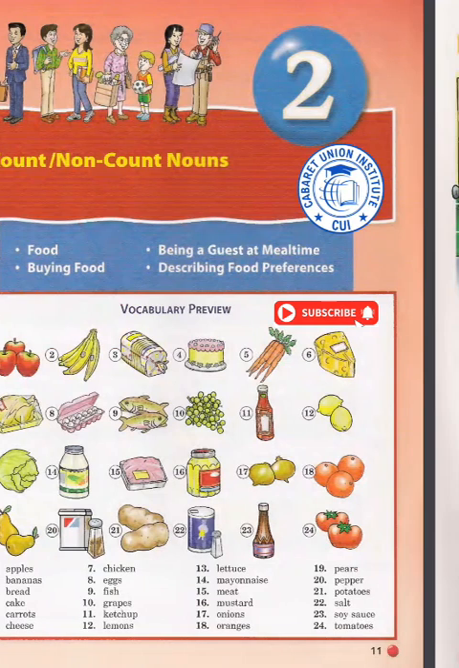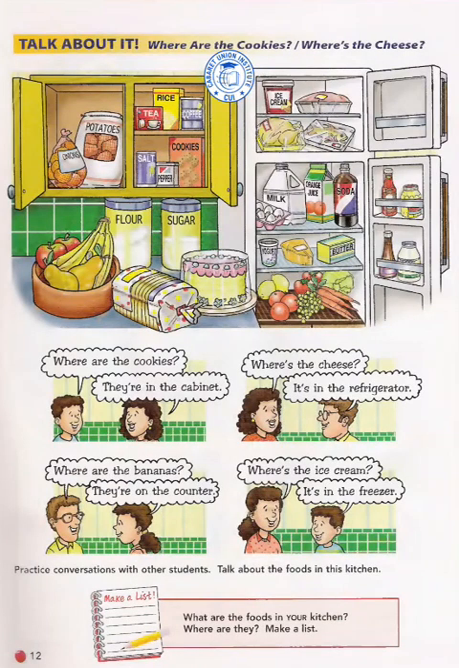Page 12. Talk about it. Where are the cookies? Where's the cheese? Listen to the models. Where are the cookies? They're in the cabinet. Where's the cheese? It's in the refrigerator. Where are the bananas? They're on the counter. Where's the ice cream? It's in the freezer.